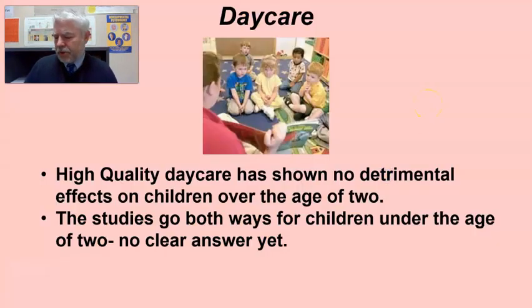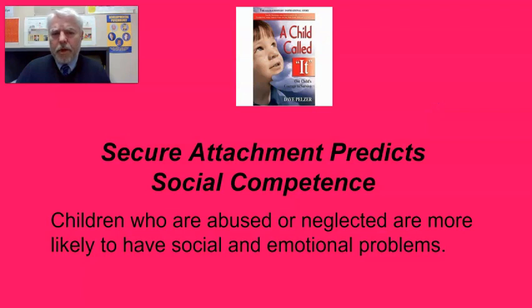Daycare is also a concern for many parents who need to use daycare to return to work. Does daycare harm children in their emotional development? Now, as it turns out, based on high-quality studies, if you have a good quality daycare situation, there's no detrimental effect on children over the age of 2. Prior to the age of 2, it's less clear, but it largely depends upon the level of attachment. When a child is securely attached, they seem to transition better into daycare situations. So secure attachment does predict social competence later in life. Children who are abused or neglected are much more likely to have social and emotional problems.